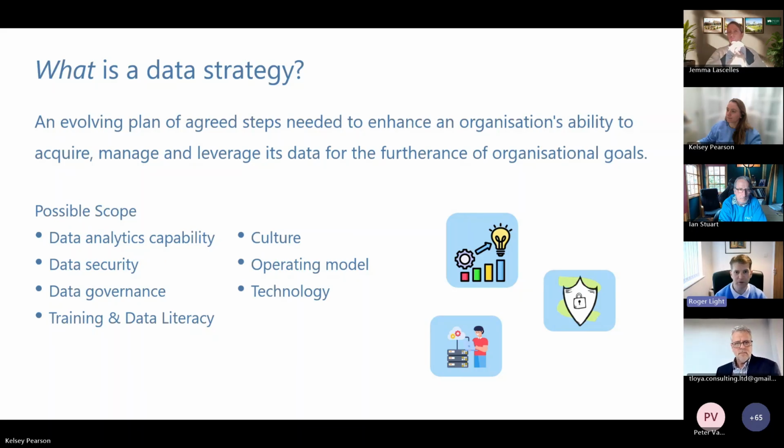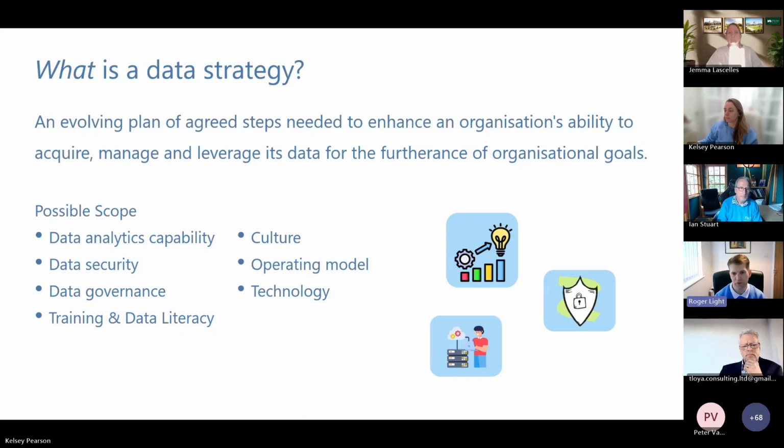Training and data literacy, fairly self-explanatory, but ensuring that individuals and teams have the skills to make the most of their data. Culture is an interesting one. Questions such as, how much do people in your organization care about data quality? Do decision makers actually listen to data-driven insights, or do they go back to following their gut? An operating model might be a core data analytics team that you set up, or it might be something less formal, like a community of practice that you create to augment your existing structures. And technology, of course. Do you have the software tools and the systems in place to support your data analytics needs? So that's a brief outline of what we might expect from a data strategy.